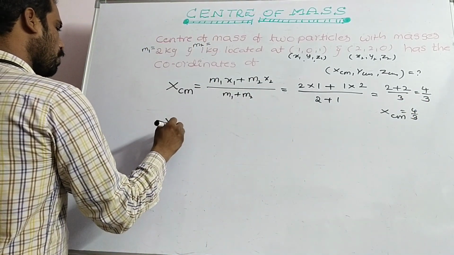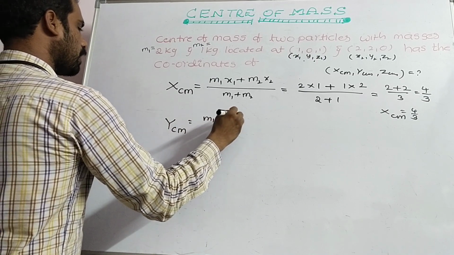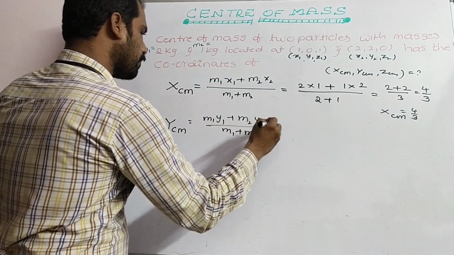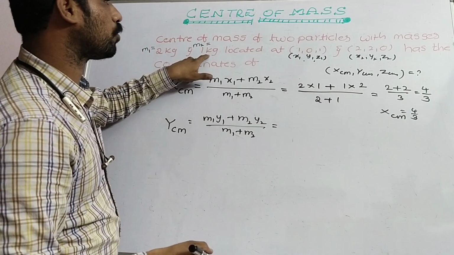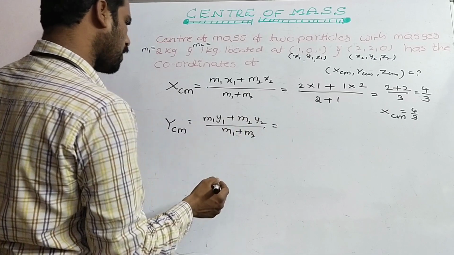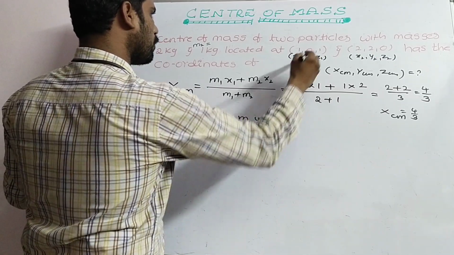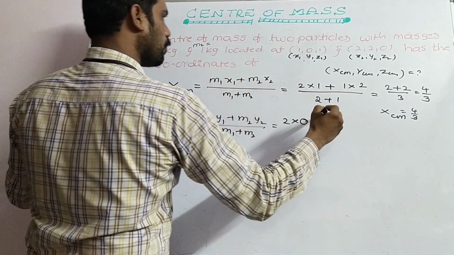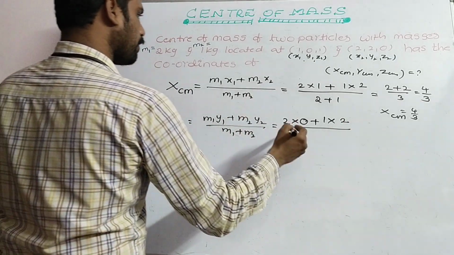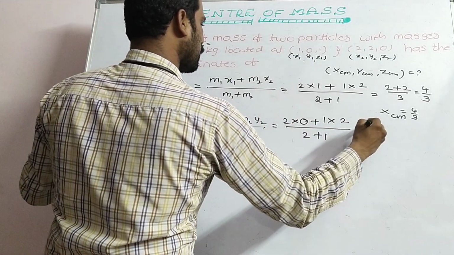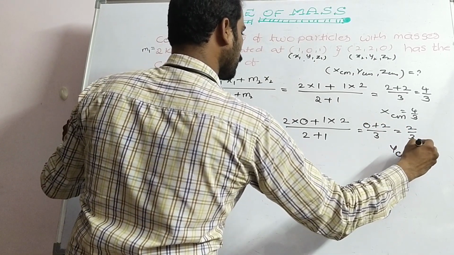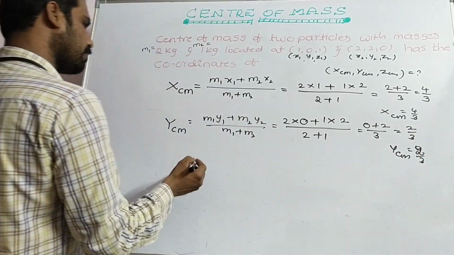And now YCM is equal to (M1 Y1 + M2 Y2) by (M1 + M2). Masses m1, m2, and coordinates y1 and y2 we have to take. So 2 into y1 value 0 plus 1 into 2 by 2 plus 1, that equals 0 plus 2 by 3, that equals 2 by 3. YCM is equal to 2 by 3.